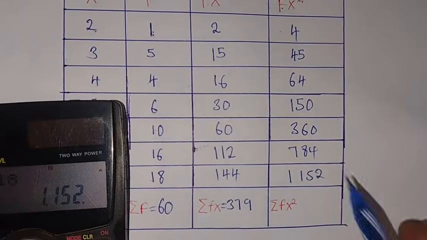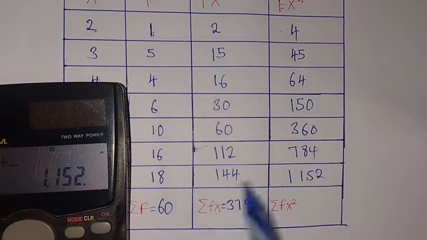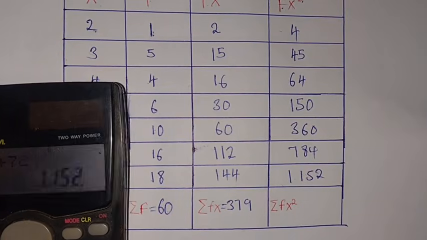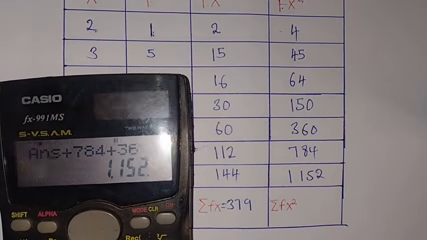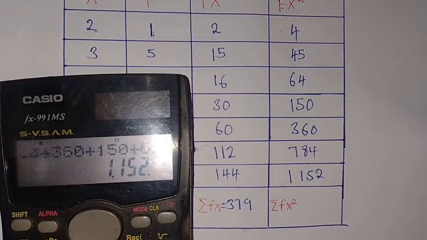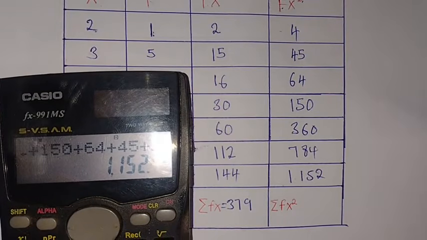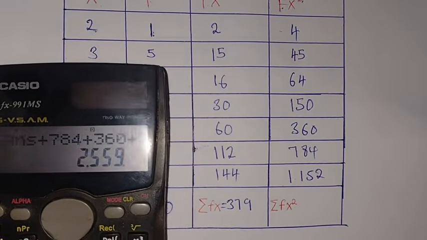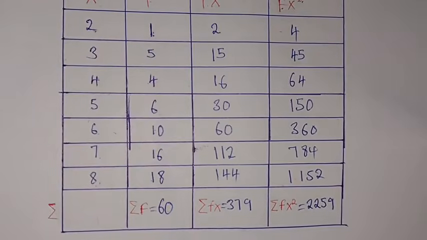1152. So we can find the summation of these values as well. So we can add 1152 plus 784 plus 360 plus 150 plus 64 plus 45 plus 4. Make sure that you are adding. So this will give us, so here you can write the summation, 2259. So we are done here.